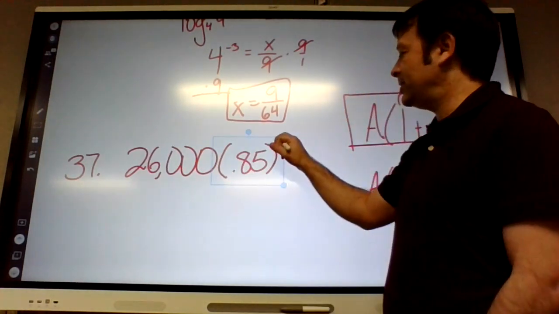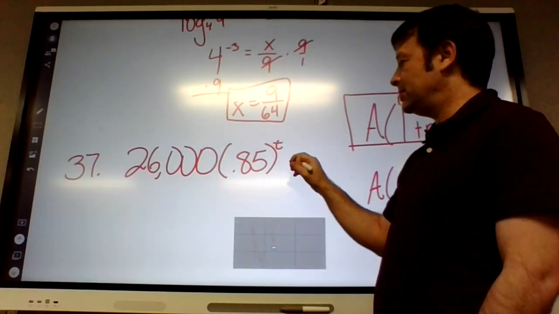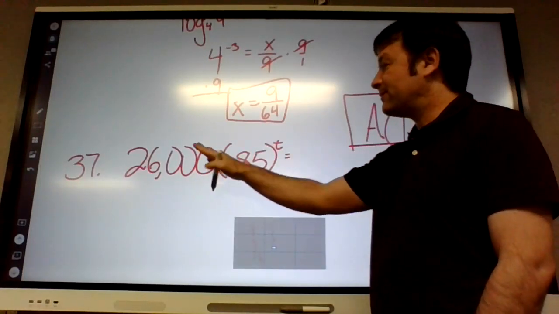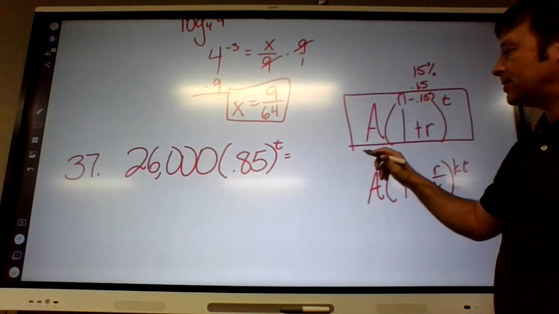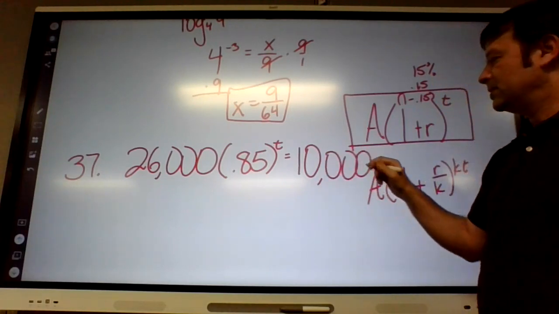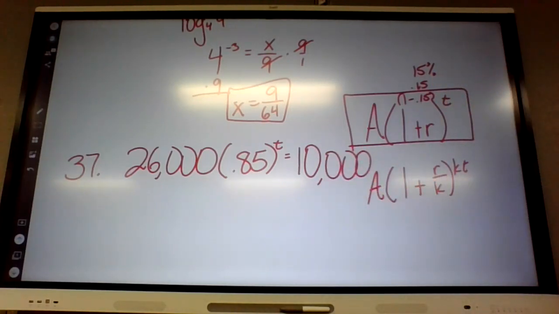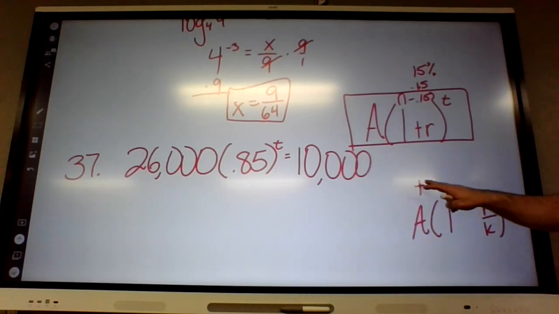And how many years? Oh, we don't know how many years. That's the kind of question. So that will be a t. But we want this value to go down to $10,000. We want to figure out how many years before the price is going to drop to $10,000. So this is what they invented log to solve. This is what log was made for, when the variable is in the exponent.